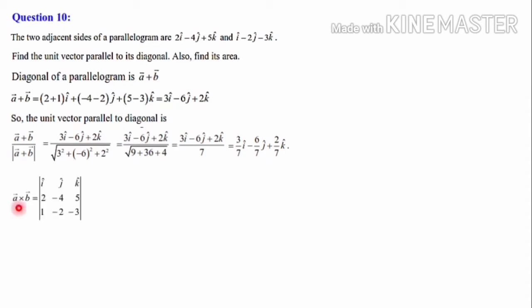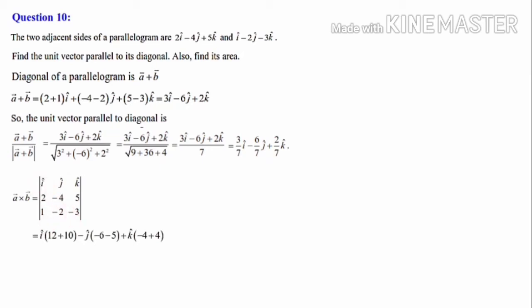Next we have to go for A cross B, because area of parallelogram is modulus of A cross B. Determinant form: i j k in the first row, and the A vector components in the second row. A vector components are 2, minus 4 and 5. It's written here. And B vector components will come as the third row. B vector components are 1, minus 2 and minus 3. That is written here.